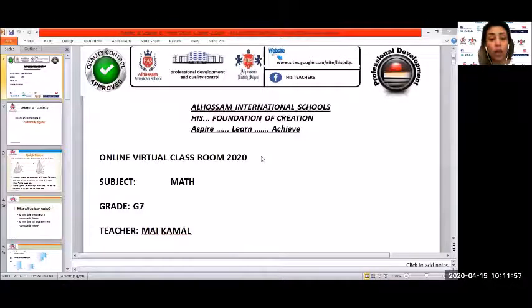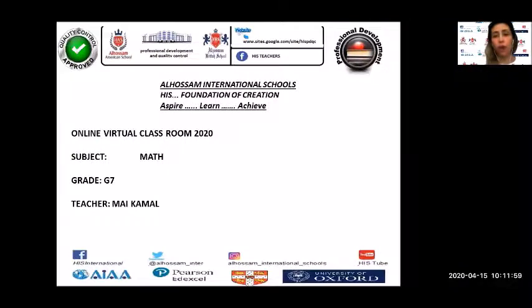Let's start. So yesterday we started our session about how to find the surface area and the volume of composite figures. What is the meaning of composite figures? As I said yesterday, composite figures means that I have two figures stuck with each other, but they are 3D figures, not just 2D figures like before.